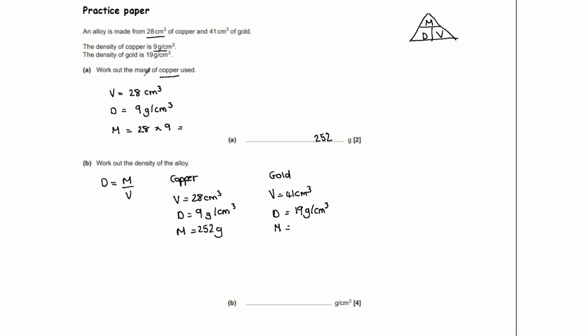Well, we've just worked out mass in the previous one, and we said that mass is density times volume. So I'm going to do 41 times 19, and work out what the mass of the gold is. And this is 779 grams. So now to look at the alloy.